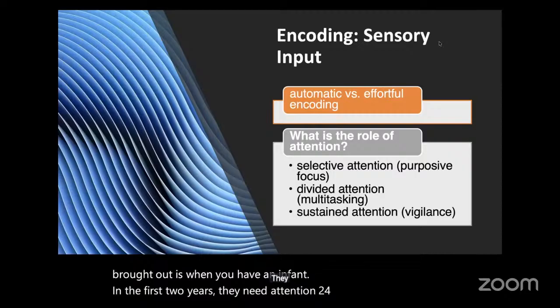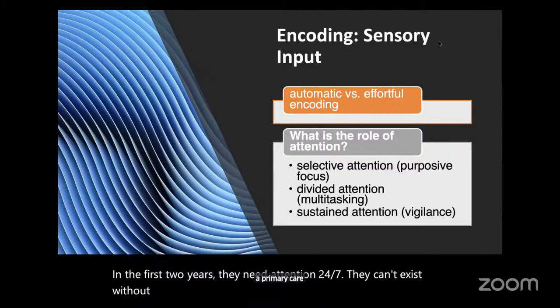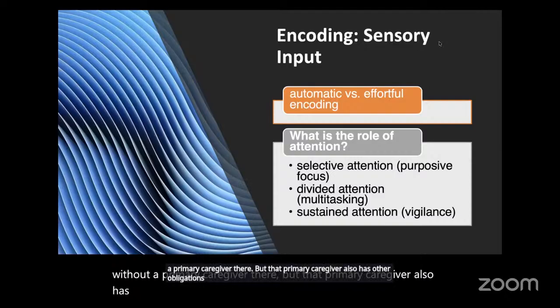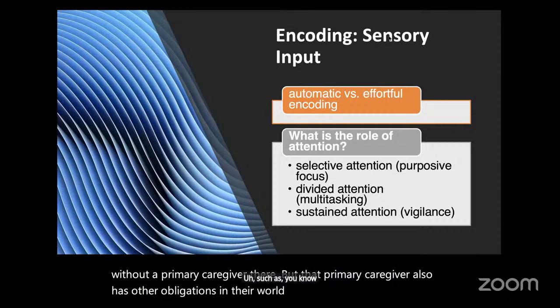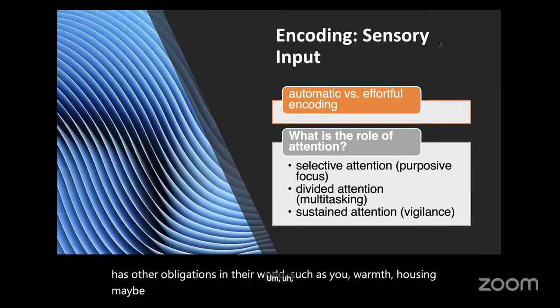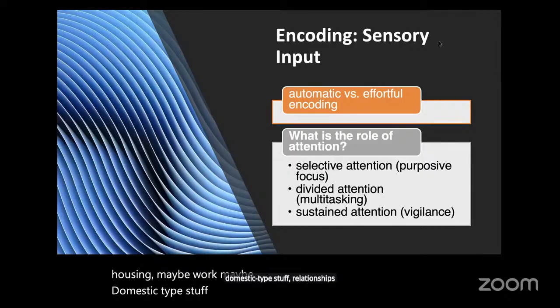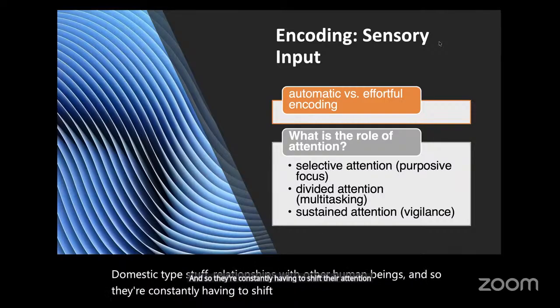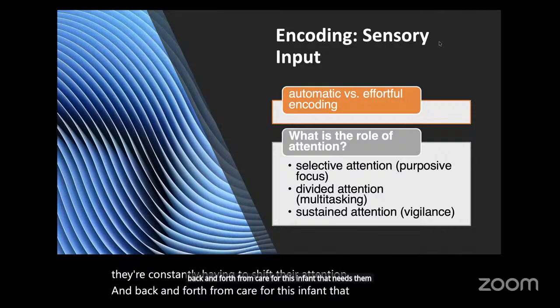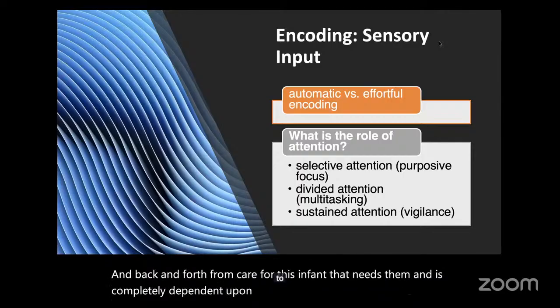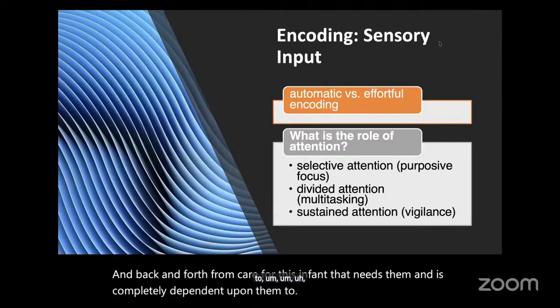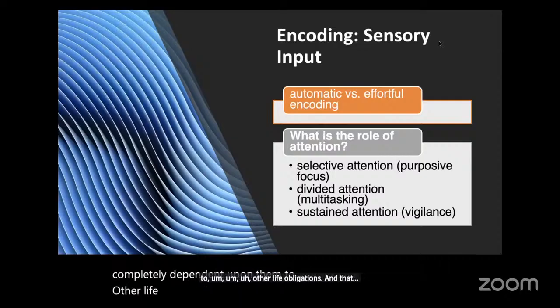They can't exist without a primary caregiver there. But that primary caregiver also has other obligations in their world, such as warmth, housing, maybe work, maybe domestic type stuff, relationships with other human beings. And so they're constantly having to shift their attention back and forth from care for this infant that needs them and is completely dependent upon them to other life obligations. And that one tends to make more sense.